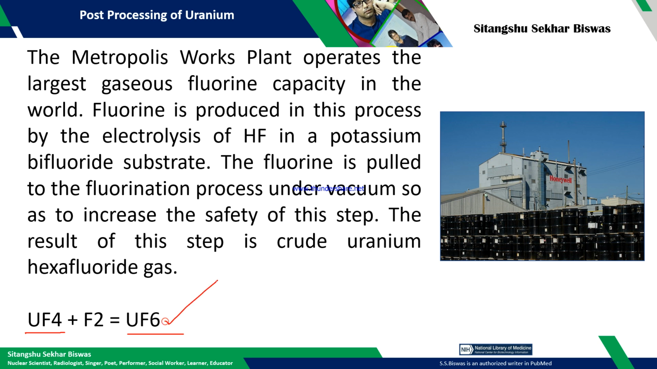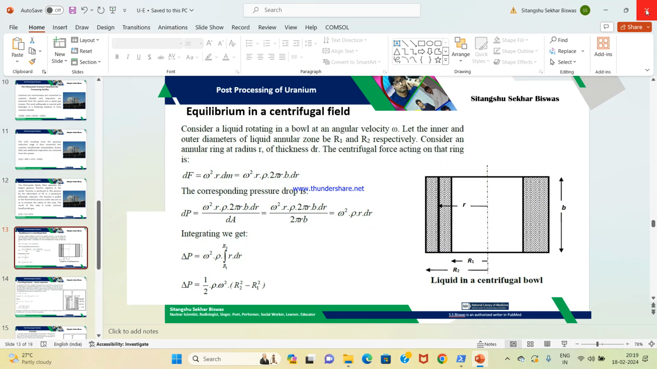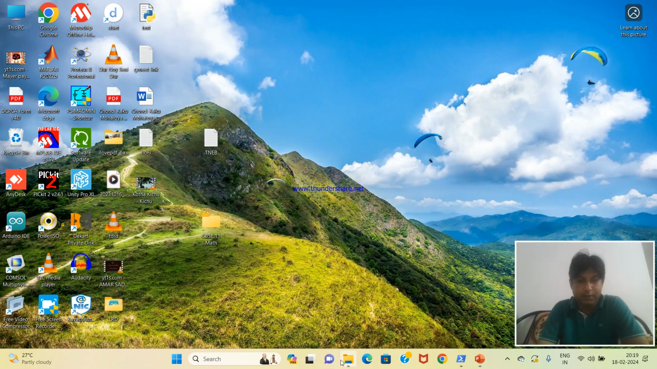So this uranium hexafluoride will contain two molecules. Because uranium has two isotopes, this will be uranium 235 hexafluoride and uranium 238 hexafluoride. Their density difference is very small, so other types of centrifugation will not be that efficient, so we will be using the centrifuge. So before going to the centrifuge basics, I will show one video.